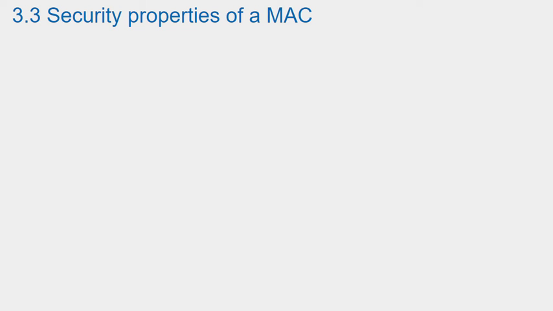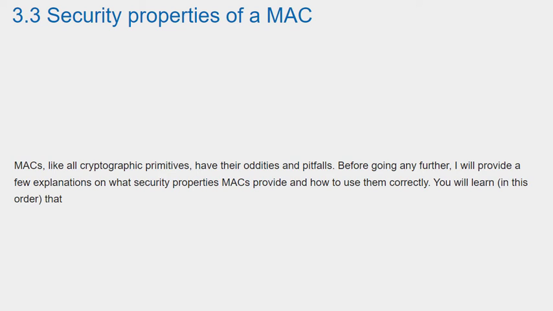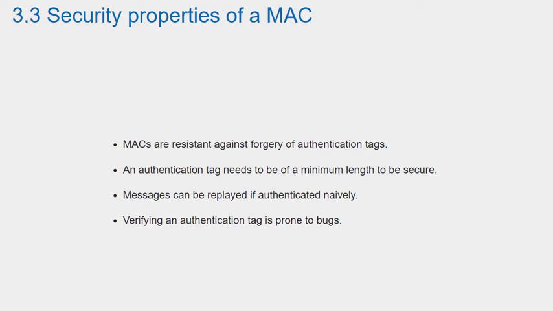Section 3.3, Security Properties of a MAC. MACs, like all cryptographic primitives, have their oddities and pitfalls. Before going any further, I will provide a few explanations on what security properties MACs provide and how to use them correctly. You will learn, in this order, that MACs are resistant against forgery of authentication tags. An authentication tag needs to be of a minimum length to be secure.